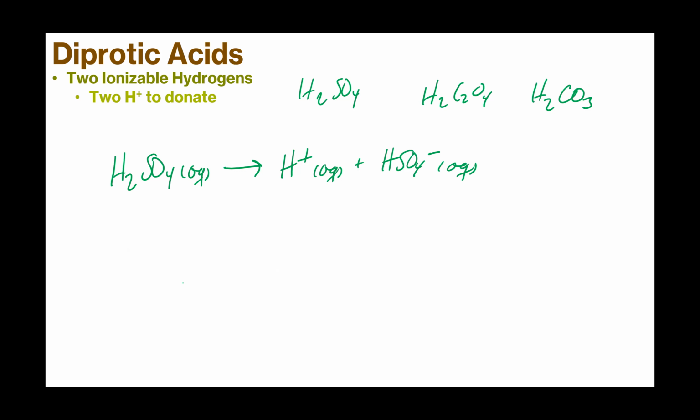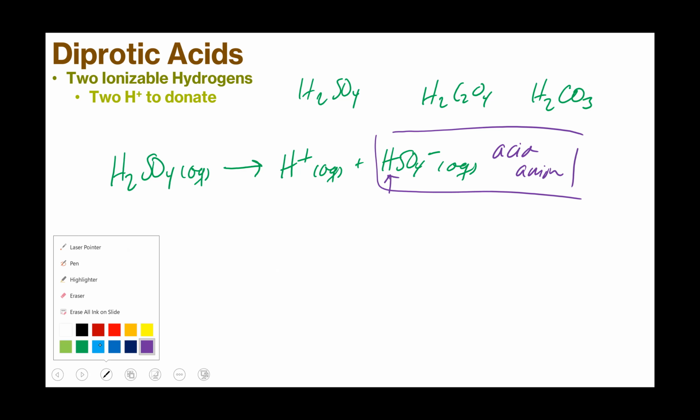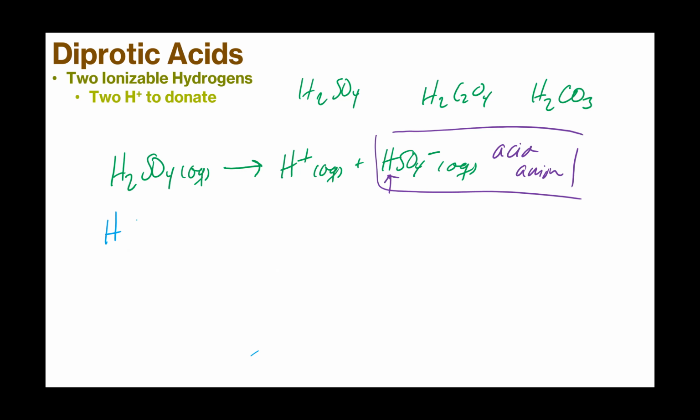Okay, this is known as an acid anion, because it still has an ionizable hydrogen to it. So the next ionization would be the HSO4 minus, donating its hydrogen to make H plus and a sulfate. The sulfate itself is not an acid anion because there's no hydrogen involved in there at all.